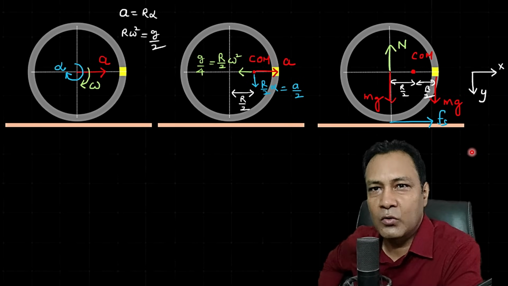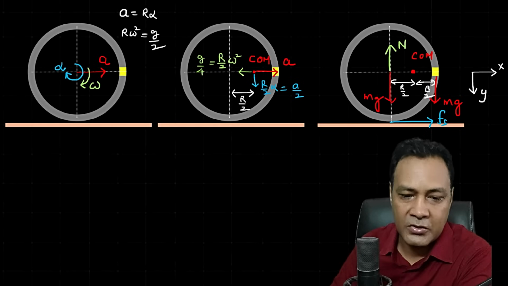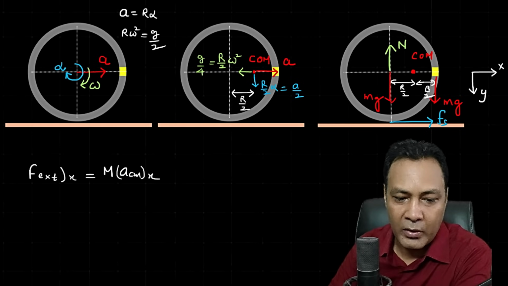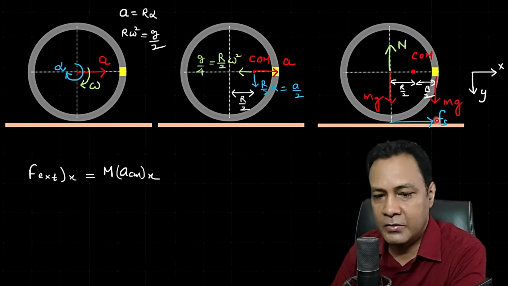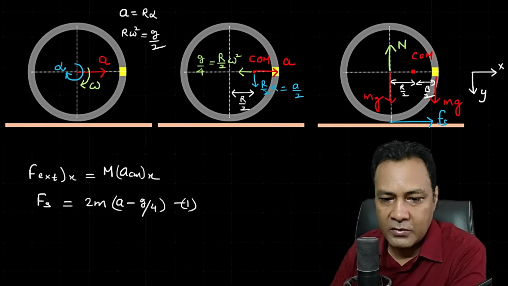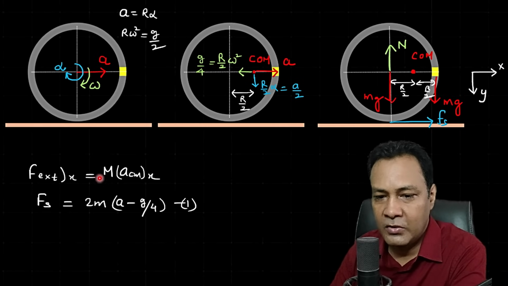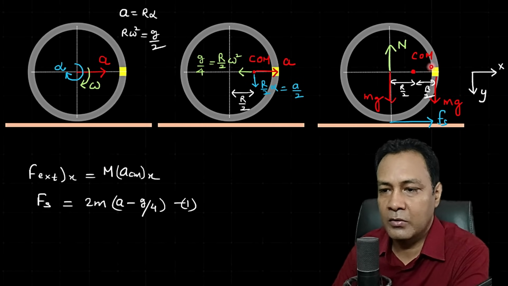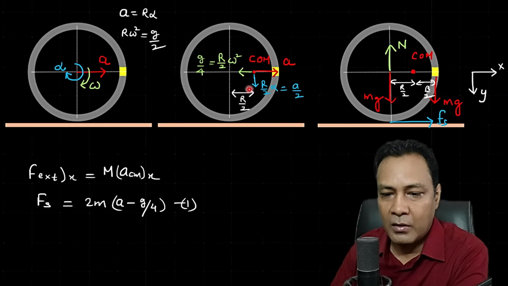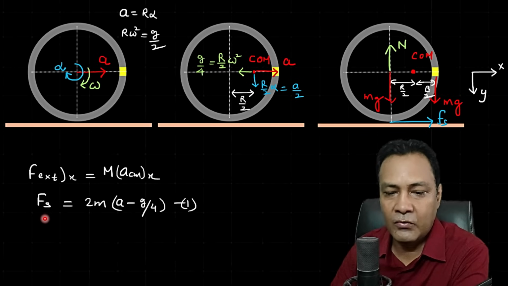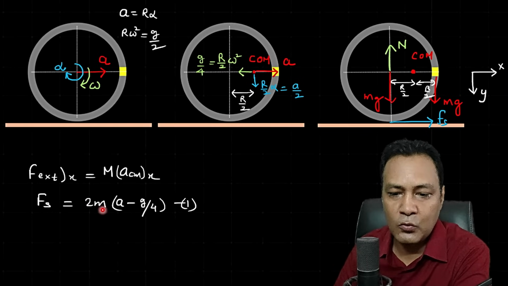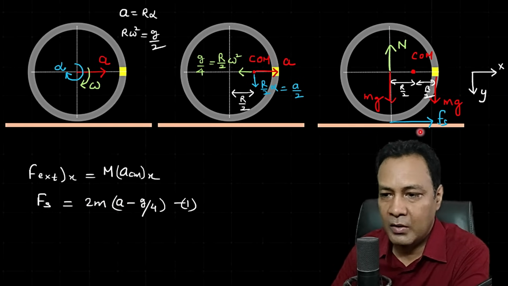First we want to apply the equation for translation motion. F external is equal to M·a_CM along the x direction first. Net force along the x direction is only Fs, and in place of m we have to write the total mass, that is 2m, and the net acceleration along the x direction of the center of mass is a − g/4. So this is our first equation: Fs = 2m(a − g/4).